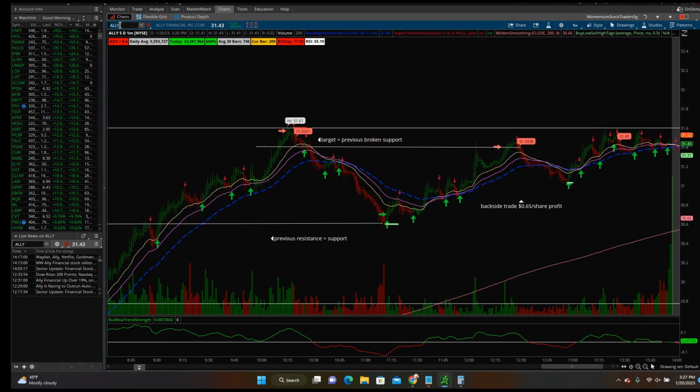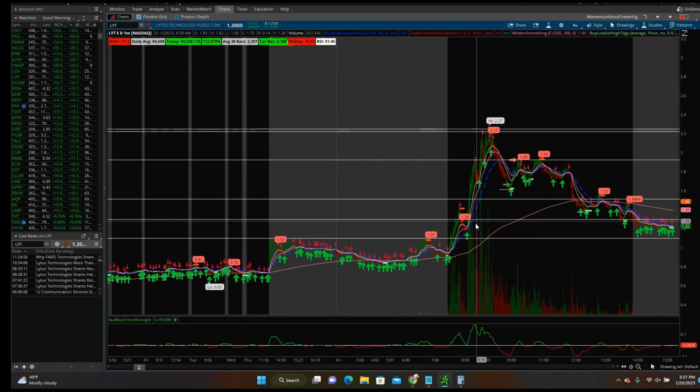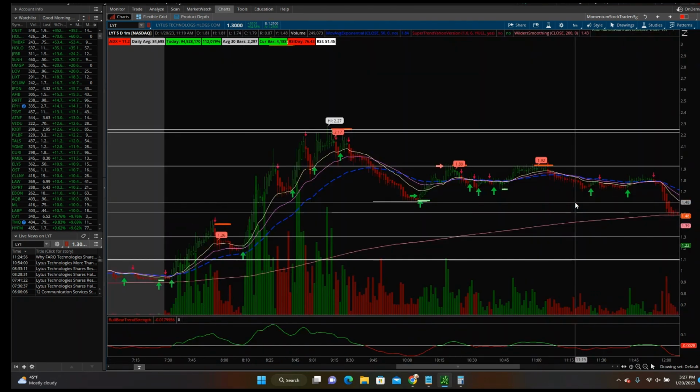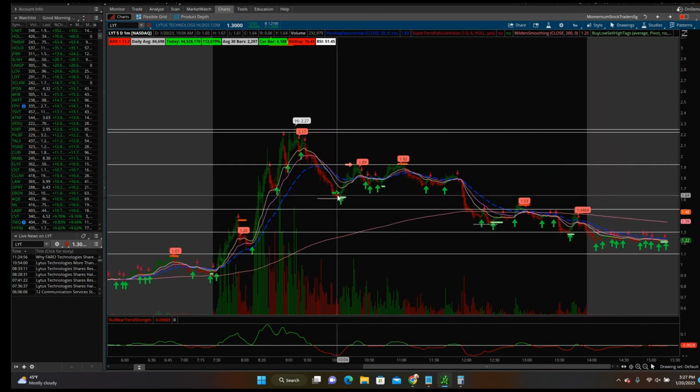The next trade I did was LYT. And this one was a cheap stock. I was able to leverage like 5,000. I could have traded more shares, but I just hate this price point. So I tend to go a little lighter on these cheap stocks, even though you can leverage however many shares you want to trade with. But I traded 5,000 shares on this one. And it was a backside trade.